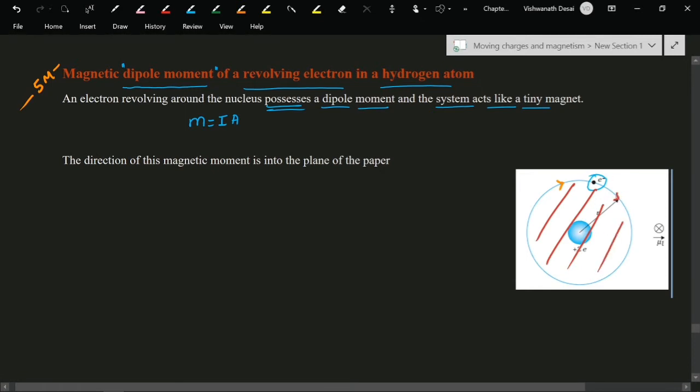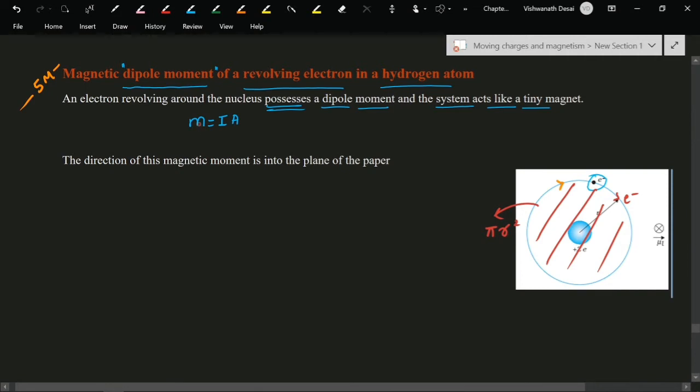This is a current, right? The electron is revolving here, that means the current is flowing in it. Therefore, we have the current in a circular loop. What is the area of this circular loop? The area of a circular loop with radius r is pi r square. So the magnetic moment is easy to calculate. Magnetic moment is equal to current into area.